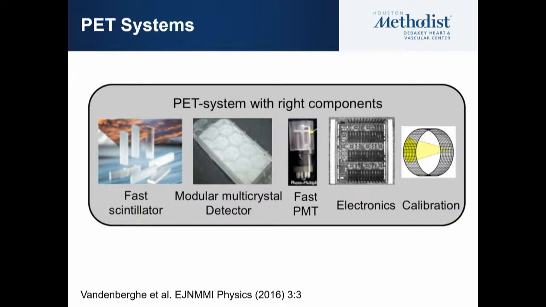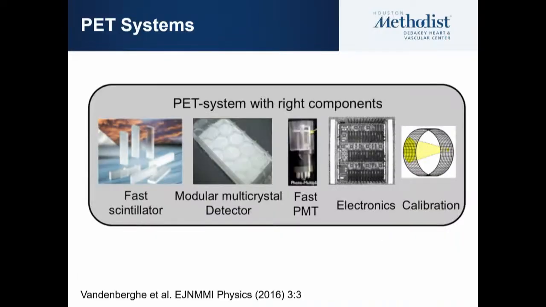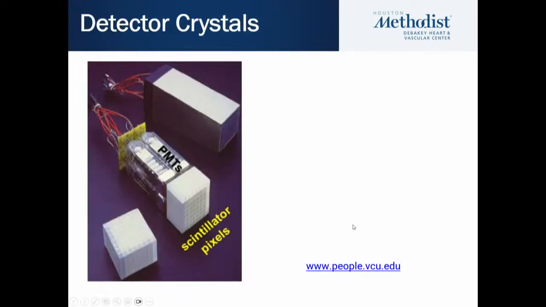So what do we see in these units? I showed you these covers that you have in this unit. If you start peeling them off and see what's underneath, you will see a few things. You'll see the crystals, and then you will see the photomultiplier tube, and then they are all put out in a ring. So these are the detectors.